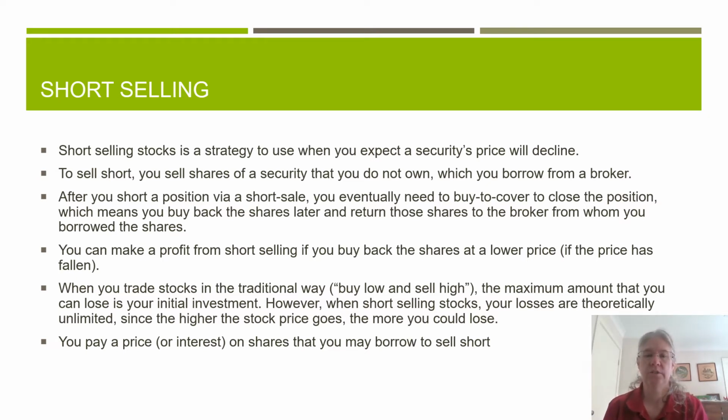When you trade stocks traditionally, we buy low and sell high, the maximum amount that we can lose is the amount we originally invested. So if you buy shares and they cost you $30 each, the most you can lose is that $30. It would still hurt, but it is the most. If you're short selling, your losses could theoretically be unlimited. A loss would be if the price went up, and the price could go up indefinitely. So the higher the price goes up, the more you lose.